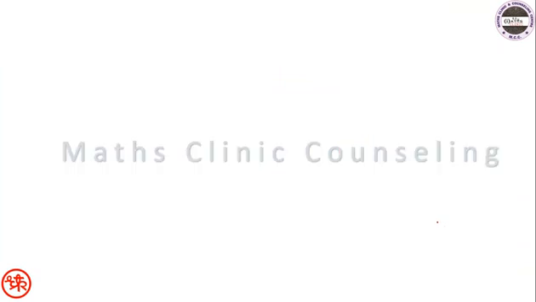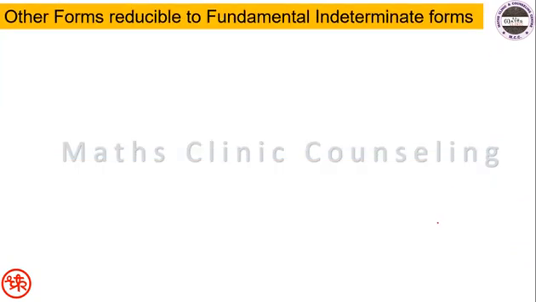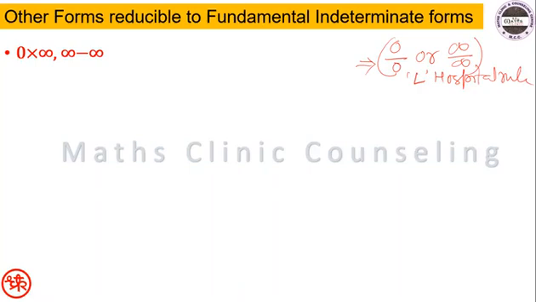Now let us see other forms reducible to the fundamental indeterminate form. What are the fundamental indeterminate forms? They are 0 by 0 or infinity by infinity, to which we can apply L'Hospital rule. These are the basic forms. But what are the other forms which are reducible to these? The other forms are 0 into infinity and infinity minus infinity.